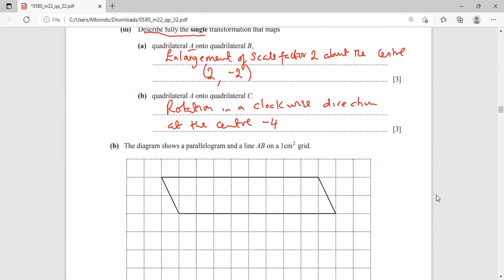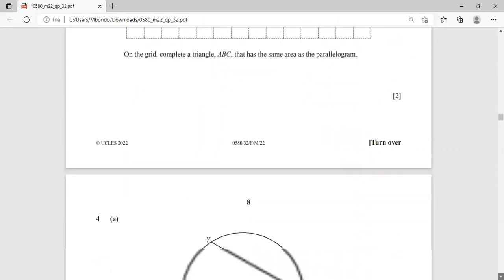This is -2, 4, or maybe let me just cancel this and say -2, 4. That is what we are supposed to do here. Okay, so I have to, how many more questions do we have? I think we can do this other one later.